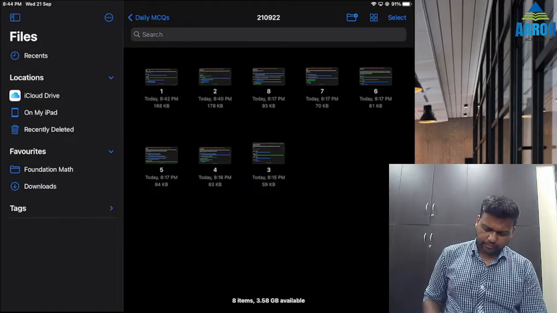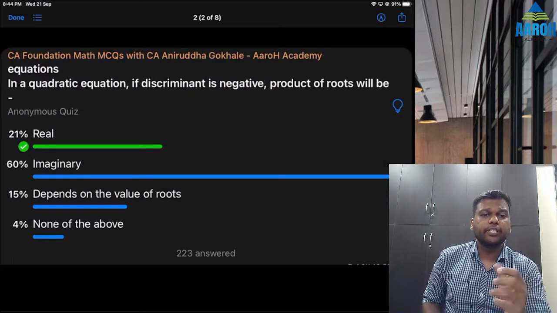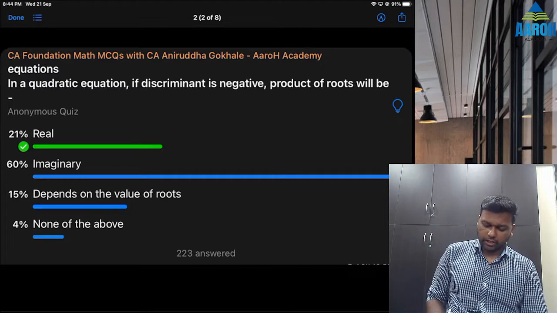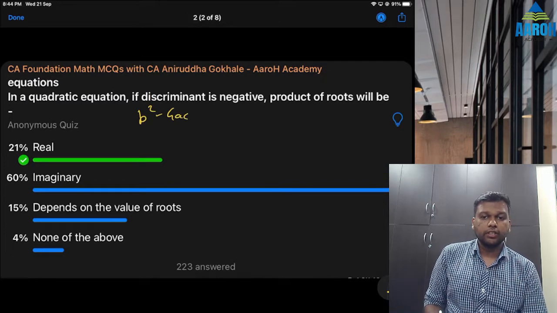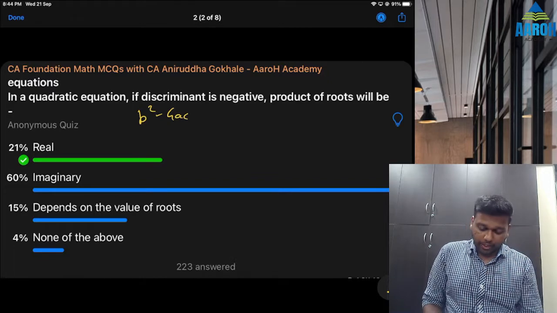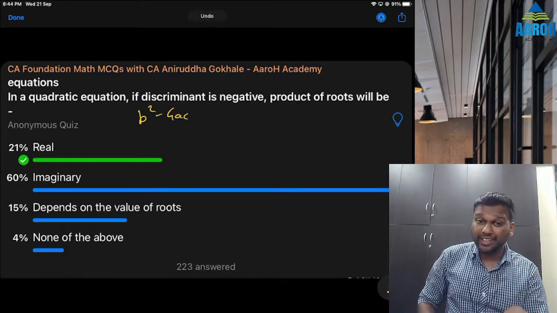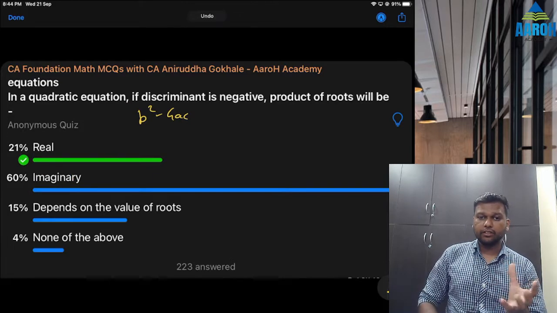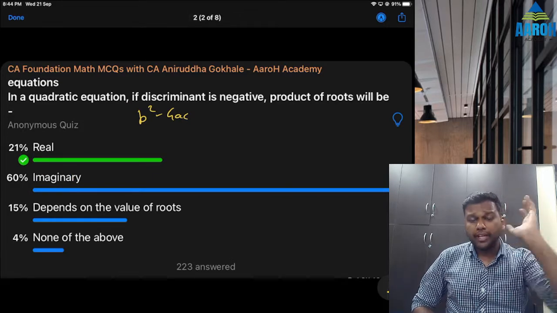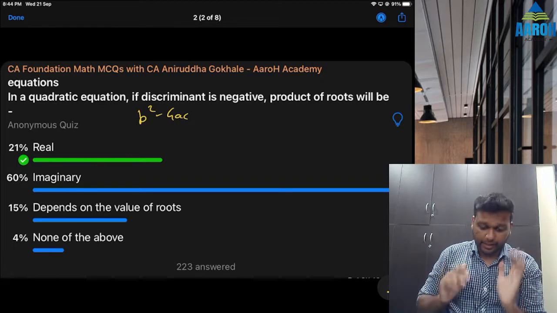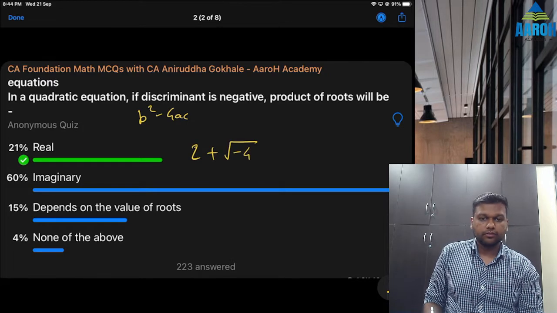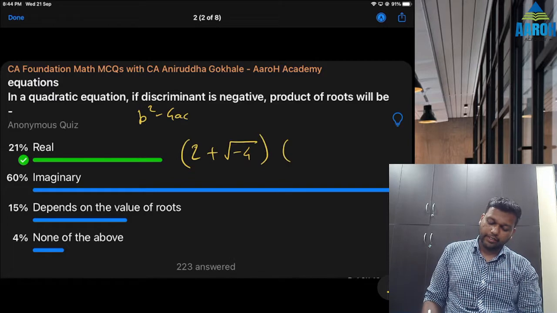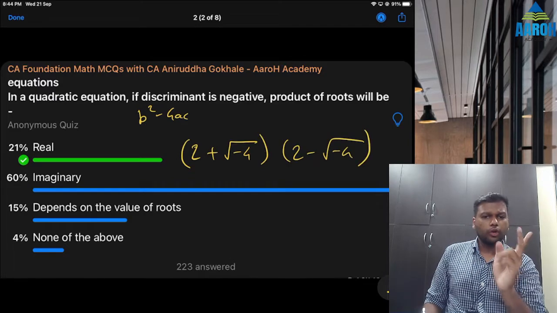Let's go to the next. In a quadratic equation, if the discriminant is negative, what will the product of roots be? The discriminant is b square minus 4ac. If the discriminant is negative, that means this is in a root, so the root of a negative number is imaginary. But the answer is not imaginary. Concentrate. If roots are imaginary, then they are conjugates of each other. For example, if one root is 2 plus root of minus 4, then the other root is always 2 minus root of minus 4. They are conjugates of each other.